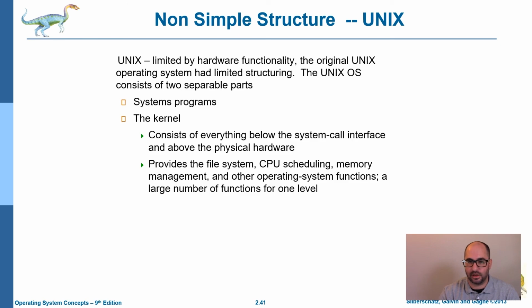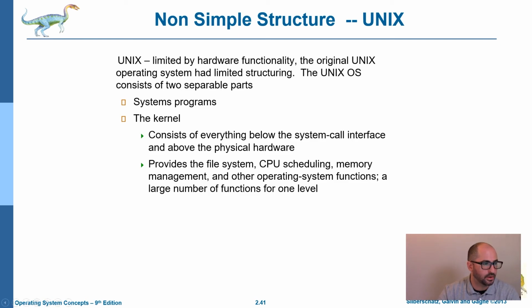Unix, or what is now Linux, suffered from the same limitations initially because the hardware was not dual mode, but it did divide responsibilities to system programs and the kernel, and this view is the one that's taken more commonly: everything below the system call interface and above the physical hardware, that's the kernel, and file systems and CPU scheduling and memory management are all part of that kernel.